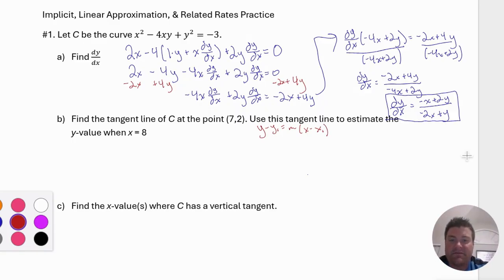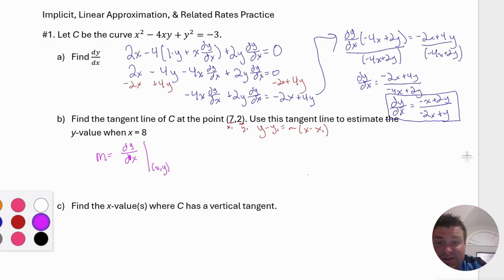We do have x1, we do have y1. We do need to find the slope, and the slope is going to come from plugging in my x1 and y1 into my dy dx. So my slope is going to equal dy dx. Make sure you're good at communicating here, and you are literally putting down what you're doing.